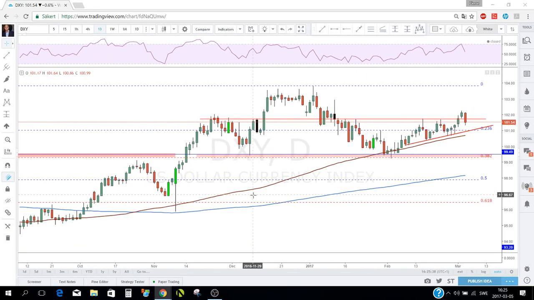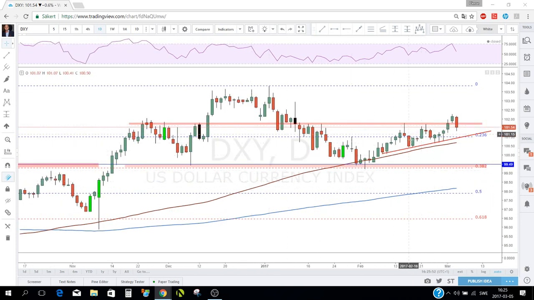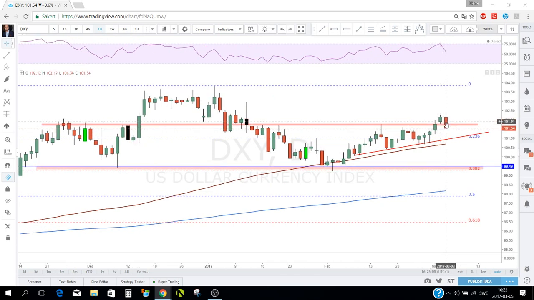So let's get started with Dixie as usual. As you know, last week we had a very good rally on the USD, and Dixie did break for new highs. As you see, we did break those highs here, but then we saw some weakness on the US dollar on Friday, and as you see, we had this bearish candle last Friday.